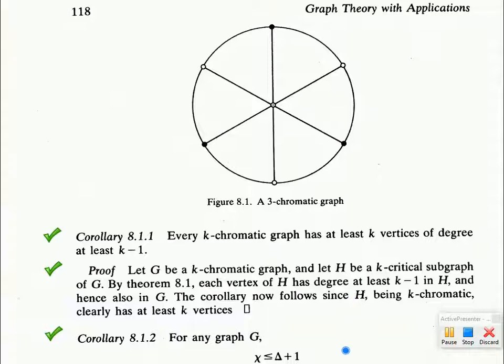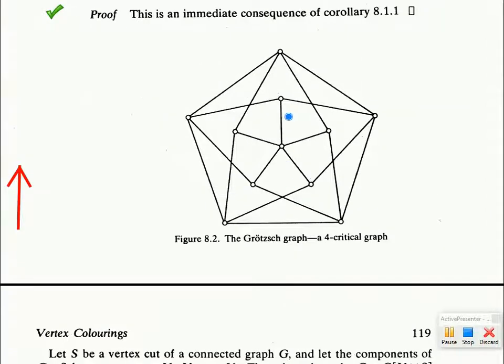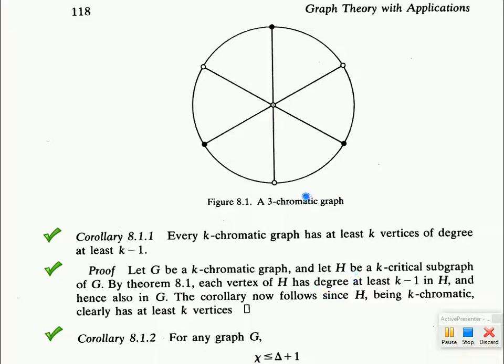And this then, what does it prove? It proves this, that for any graph, chi is less than or equal to capital delta plus 1. Why is it an immediate consequence of the corollary? Because the biggest degree is greater than or equal to chi minus 1. So every K-chromatic graph has at least K vertices of degree at least K minus 1, and so the biggest degree is at least K minus 1. If K is the least possible such K, then capital delta is greater than or equal to K minus 1. Otherwise said, K is less than or equal to capital delta plus 1, which gives us again an upper bound for this number.